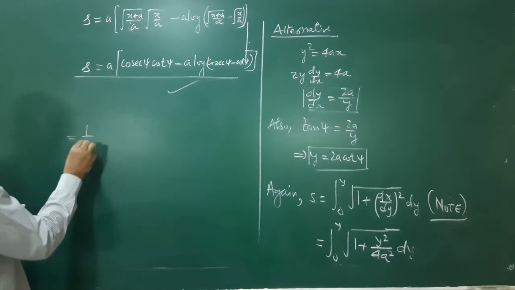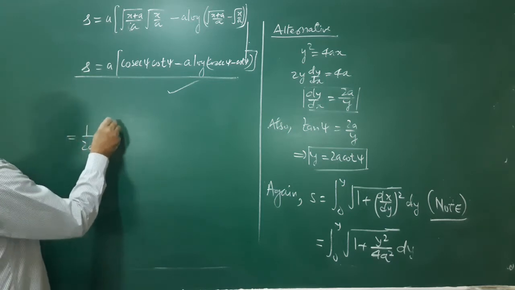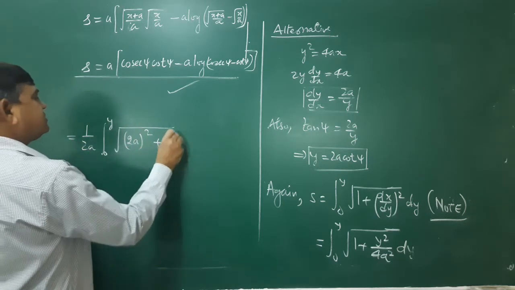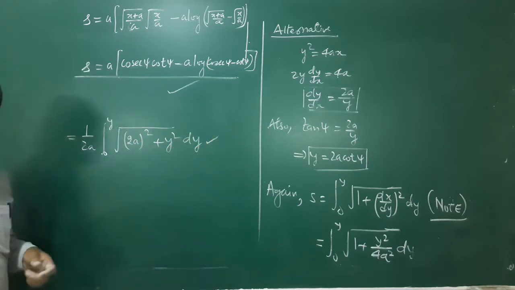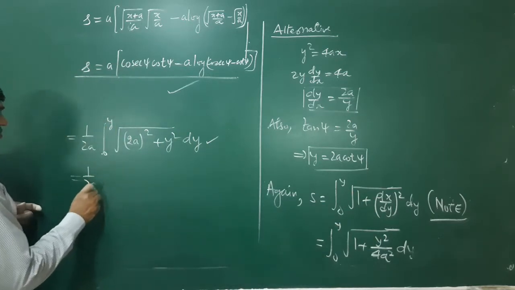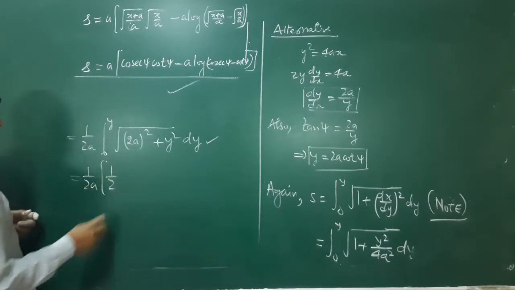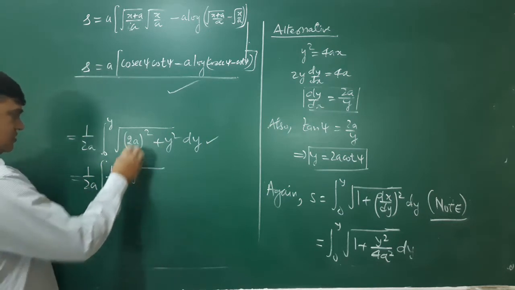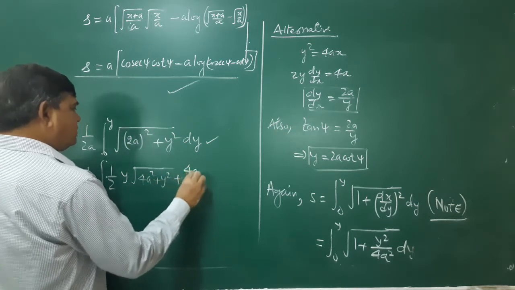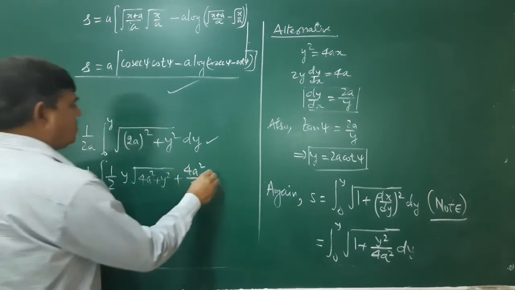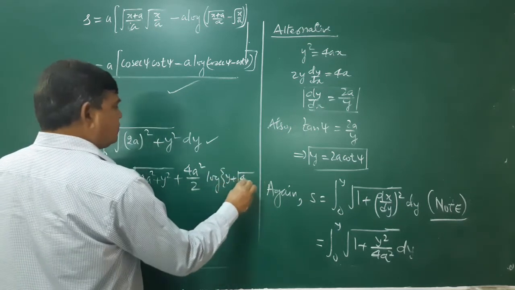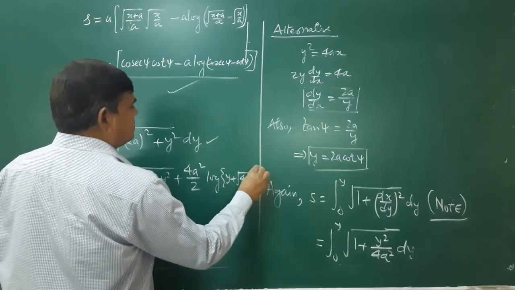Oh, 1 upon 2a, integral from 0 to 1, it is under root of 2a whole square plus y square dy. Yes. Sometimes it happens. So it is 1 upon 2a, 1 by 2 y under root 4a square plus y square plus 4a square by 2 log y plus under root 4a square plus y square.